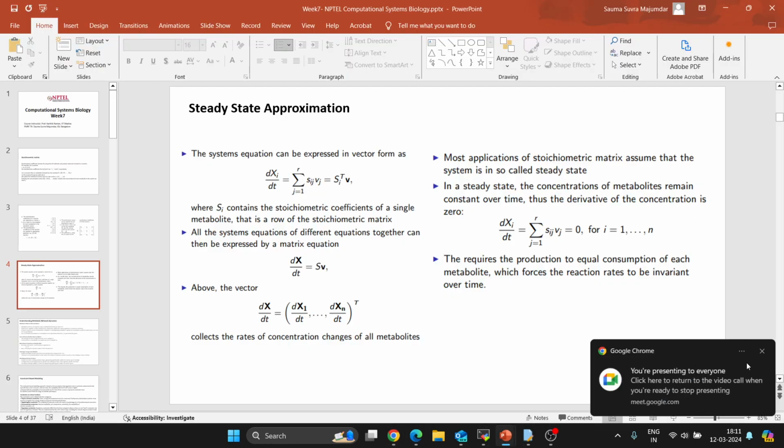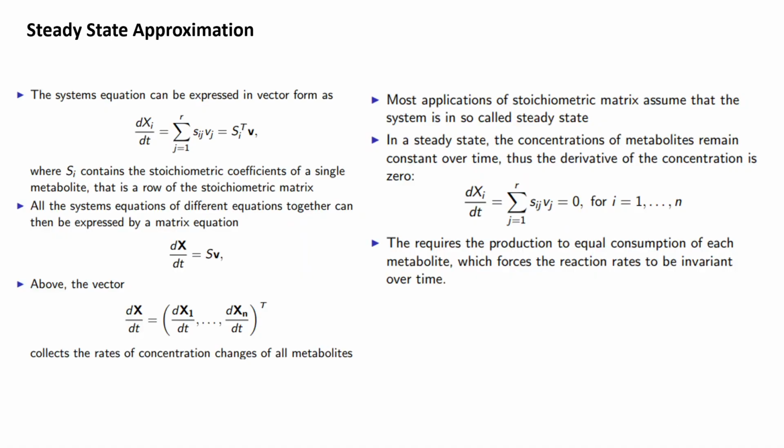So basically, you're equating S dot V equal to 0. So your V is the vector containing all your reaction rates, and that is present in the null space of the S matrix. This is a small terminology that you may see across different literature as well. When you're trying to find the reaction rates, the vector of the reaction rates is generally in the null space of the S matrix. This is what it means.